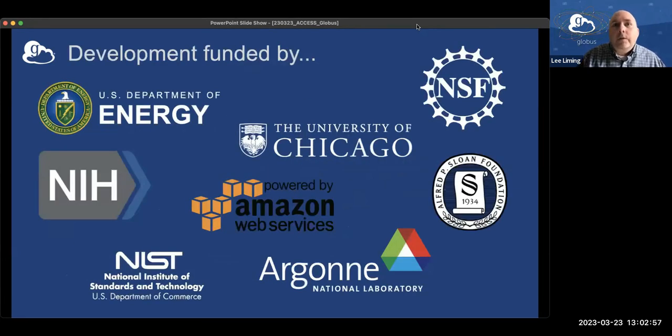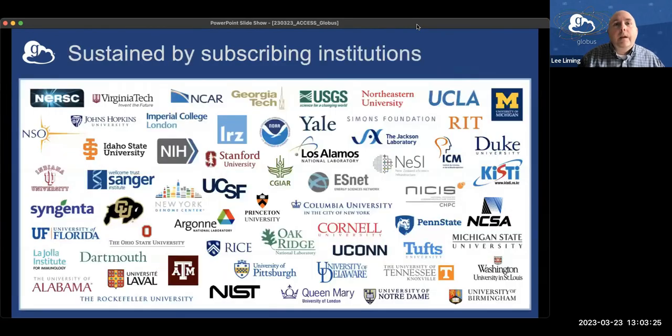The Globus service was originally developed through grants and contracts provided by a variety of organizations, including the National Science Foundation, NIH, the Department of Energy, and others. And that happened mostly in the 2008 to 2011 timeframe. And we actually went online with our latest services in 2010.